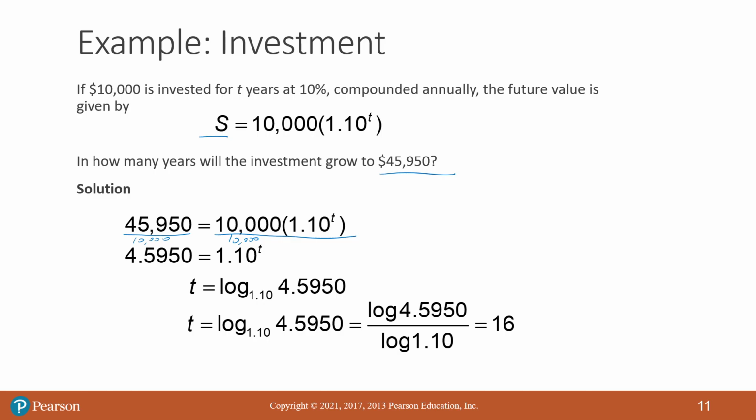And if you do that, you should get approximately 16. Now, it doesn't turn out to be exactly 16, but it's approximately 16. I believe it's 16.0001 something. Now, this tells us that this $10,000 investment we made, compounded at 10% annually, will grow to $45,950 in 16 years.